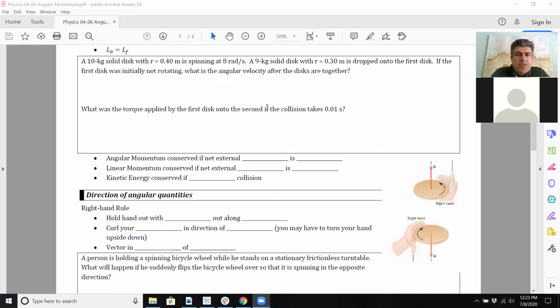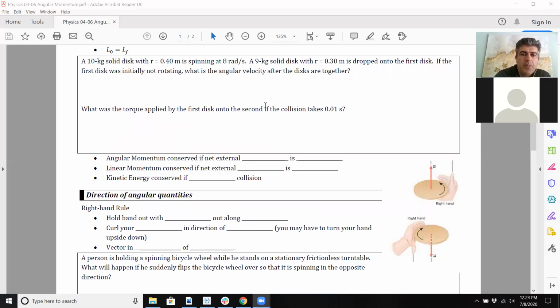Okay, so a 10 kilogram solid disk with R equals 0.4 is spinning at 8 rads per second. A 9 kilogram solid disk with R equals 0.3 is dropped onto the first disk. The first disk was initially not rotating. What is the angular velocity after the disks are together? This is a good example of a collision, if you want to think of it that way. Remember it's a disk, so there is inertia that goes with that, just like a solid cylinder, so it's not that much different.